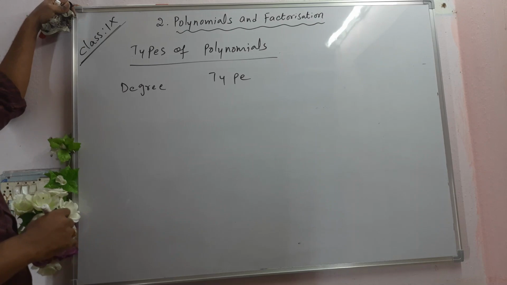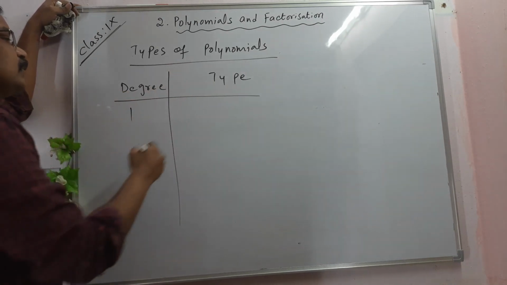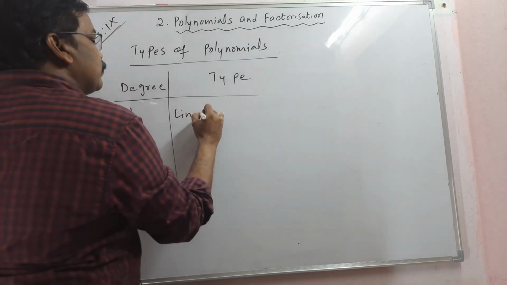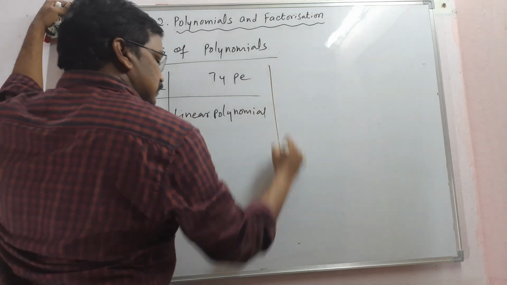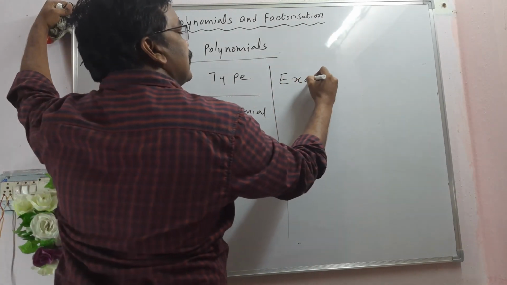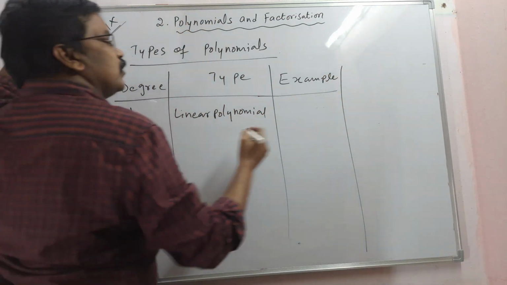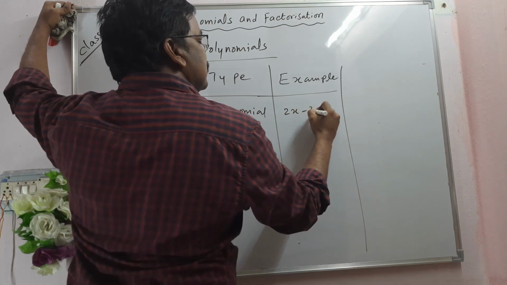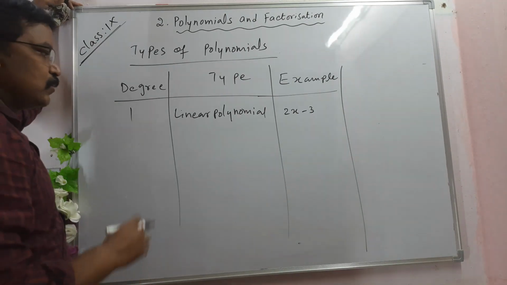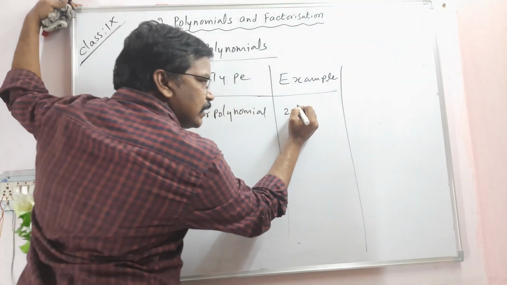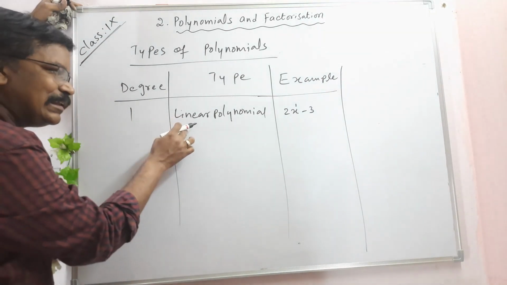For clear understanding, I will write like this. If the degree is 1, that polynomial is a linear polynomial. I will write an example also. For linear polynomial, the example is 2x minus 3. What is its degree, students? Highest power is 1. So its degree is 1. So it is called linear polynomial.